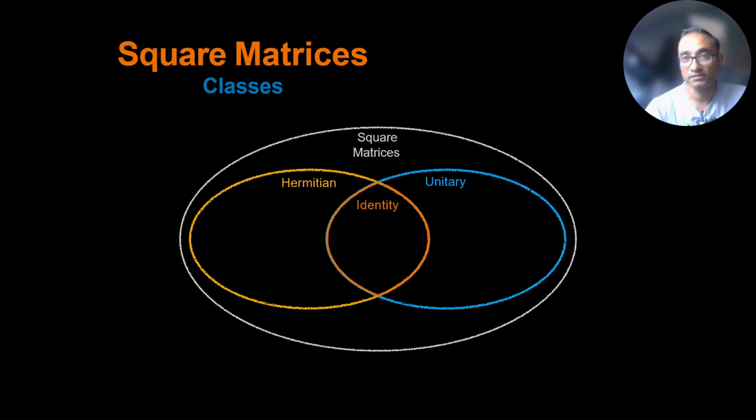To understand this in a more Venn diagram kind of way, we have the classes of matrices: we have the square matrices, we have Hermitian, we have unitary, and Hermitian and unitary are overlapping with the identity matrices, as we have seen in the definition of the unitary matrices.